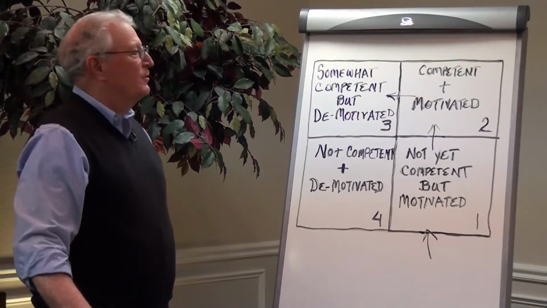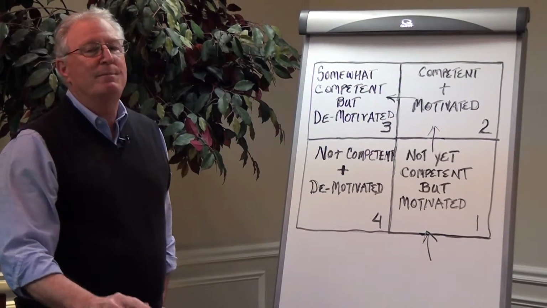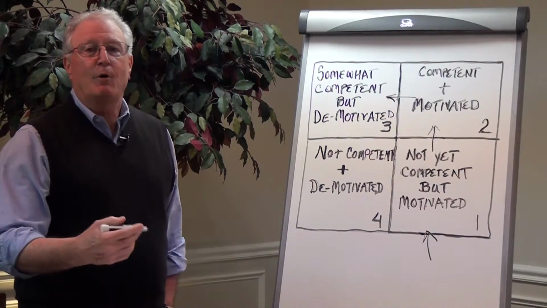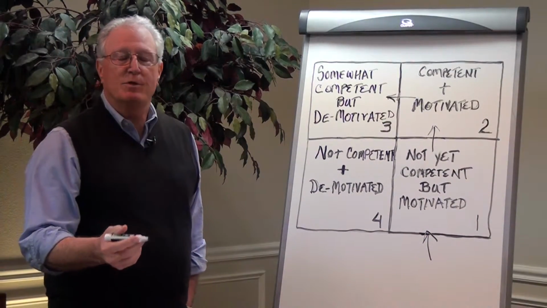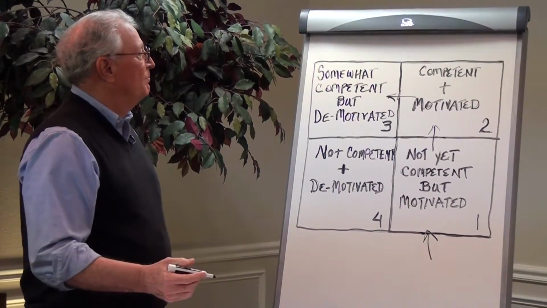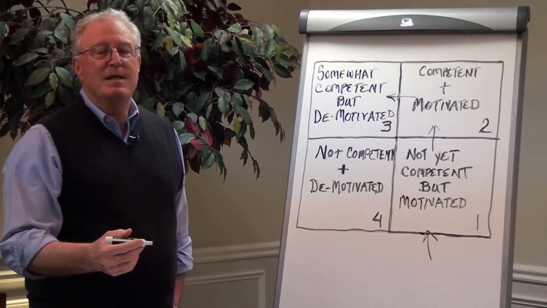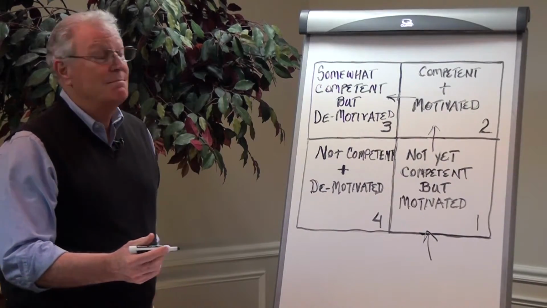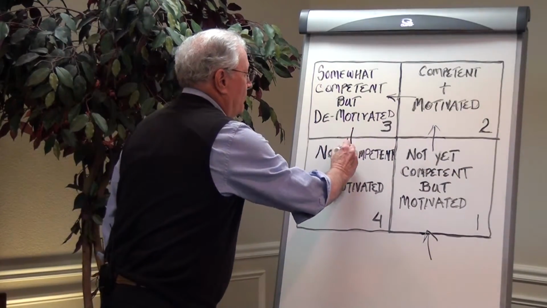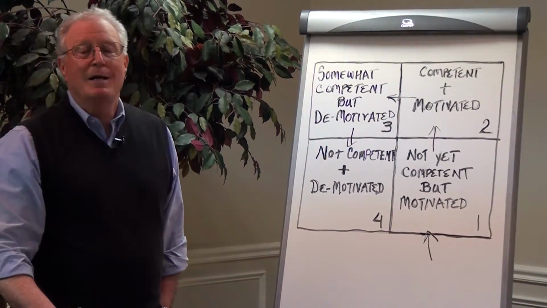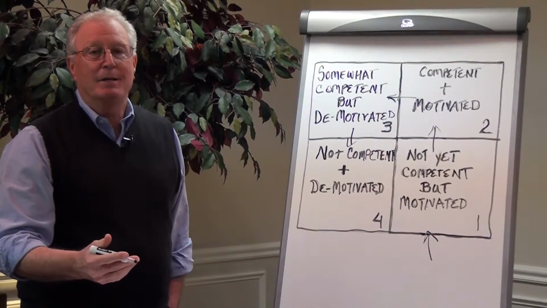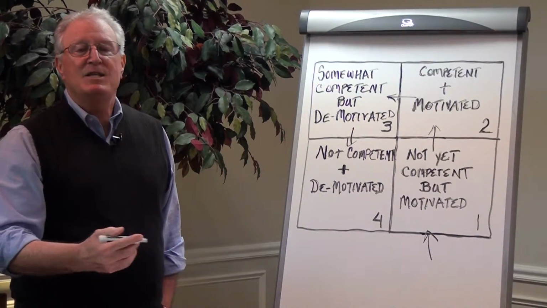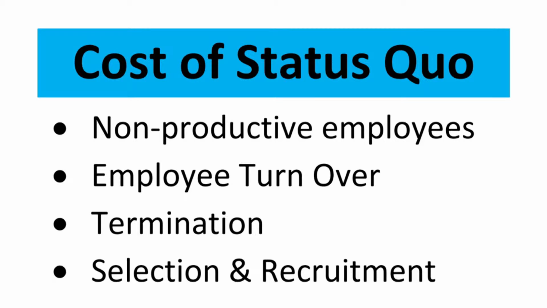When they move into quadrant 3, they're still somewhat competent, but they've become demotivated. And there's a variety of reasons that they become demotivated, and we'll talk about those in a few minutes. But employees in quadrant 3, over some longer period of time, can move into quadrant number 4. When they move into quadrant number 4, now they're not only not competent, but they're also demotivated. These employees we would call baggage.